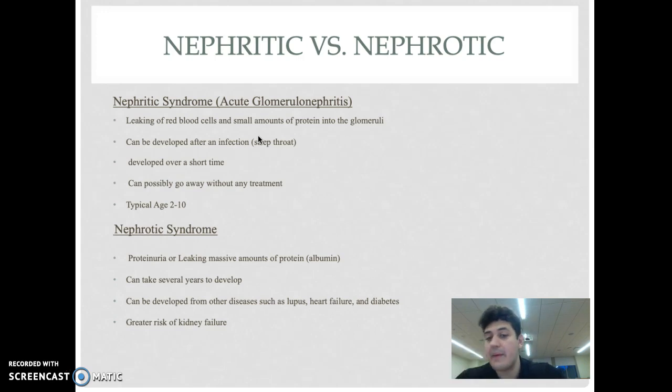This could develop over a short time, and can possibly go away without any treatment. Typically, the age is from 2 to 10, but you can get this at any age. Nephrotic syndrome is a little bit more dangerous because there is proteinuria, or leaking of massive amounts of protein. And not only are you losing albumin, you're losing those proteins that help decrease clot formation. This can develop from other diseases such as lupus, heart failure, and diabetes, and can take several years to develop, and it is a way greater risk for kidney failure.